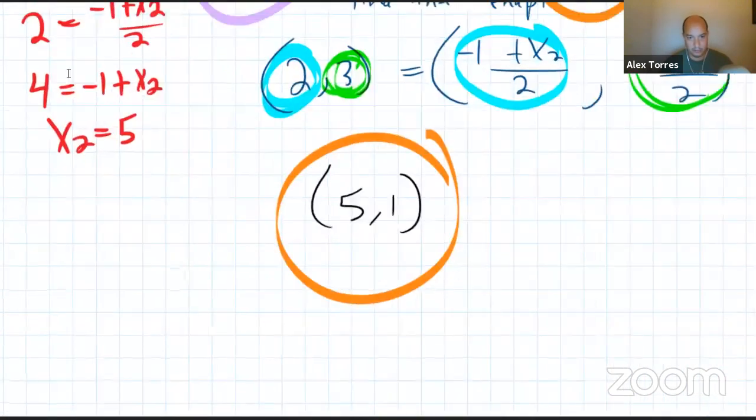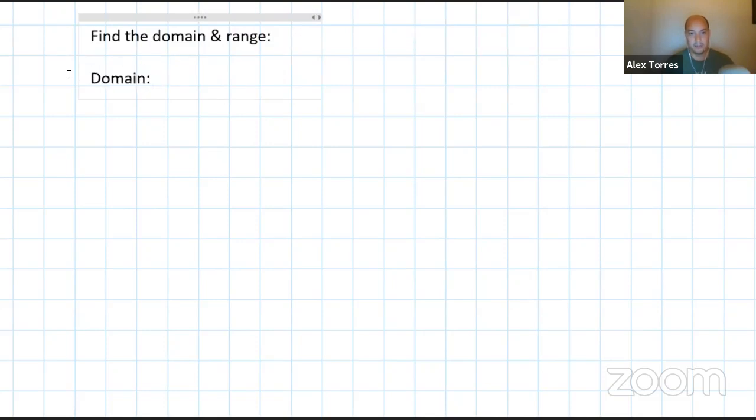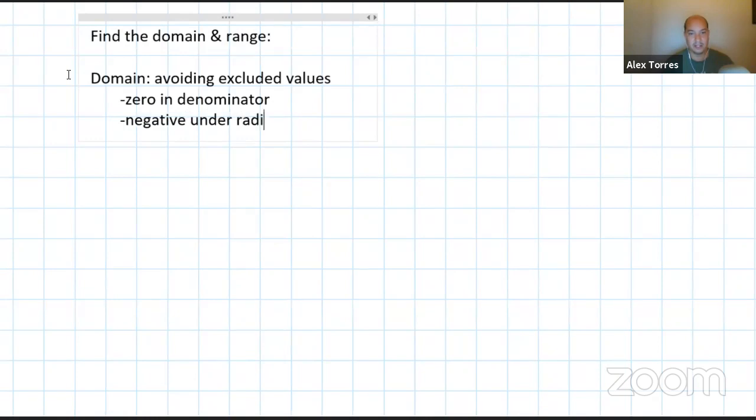So, okay. Another question that you should be ready for on an essay, an ACT, and it does also come up on the SAT, is to find the domain and range of a function. So finding the domain and range. When we're talking about the domain in particular, we're talking about avoiding excluded values. And there are two things that should be excluded in the world of math, at least at the high school level. Number one is getting a 0 in your denominator. And number two would be having a negative under a radical.